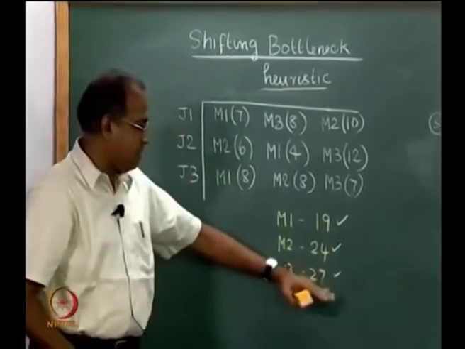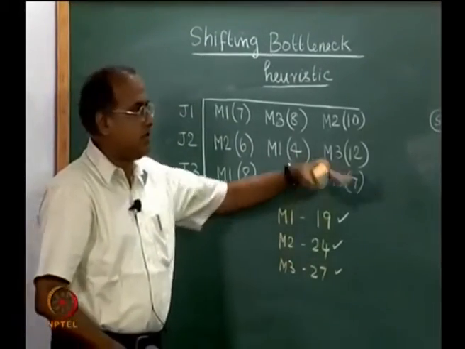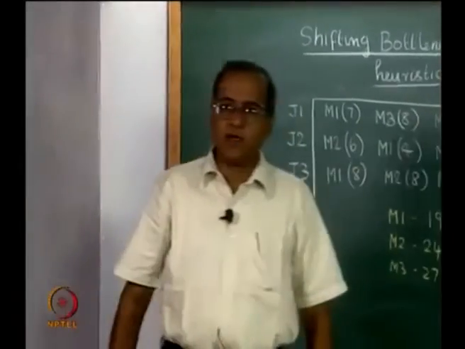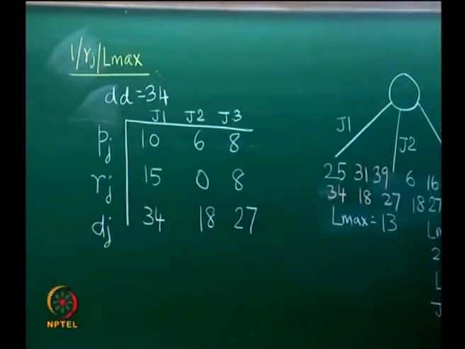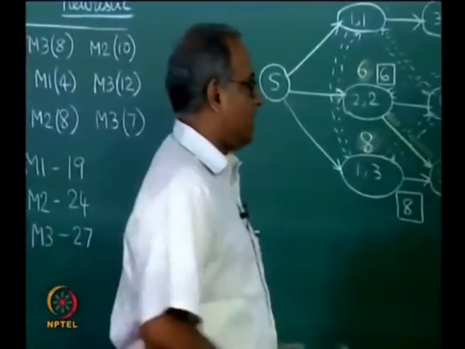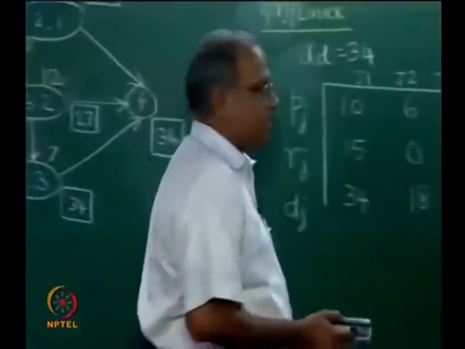We have already seen M3 and M2. So, we now need to do a 1 | Rj | L max on M1. So, we do a 1 | Rj | L max on M1 with the same due date as 34, because the longest path in this network right now is 34. We now solve the 1 | Rj | L max problem on the third machine.